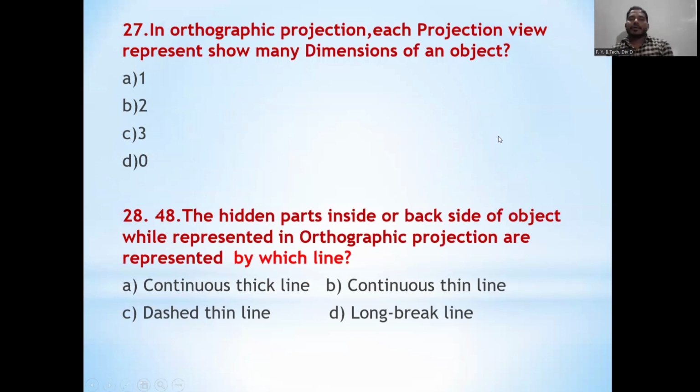Okay. In orthographic projection, each projection view represents how many dimensions of an object? There is some writing mistake in the question, but the question is how many dimensions each projection view represents.